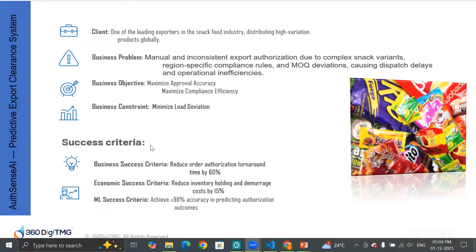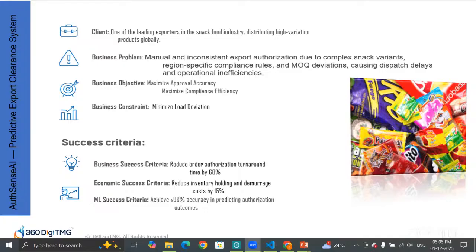Success criteria is used to measure the goodness of the entire result, the entire service that we provide. We measured the success using three metrics mainly: business, economic, and machine learning success criteria. Let us understand the business success criteria. Reduce order authorization turnaround time by 60%. That is faster approvals, smoother operations, which will lead to timely dispatch ultimately.